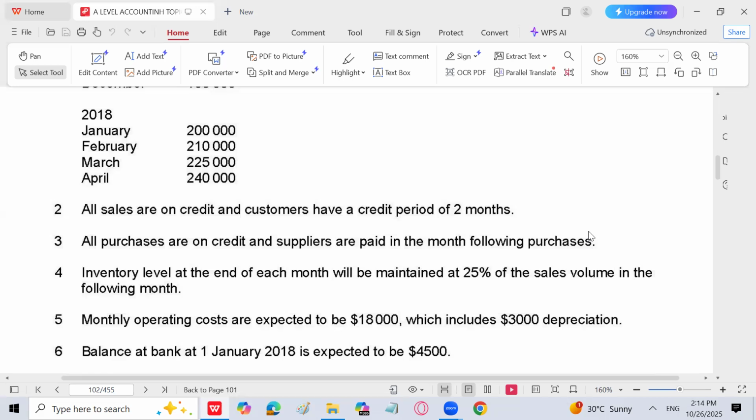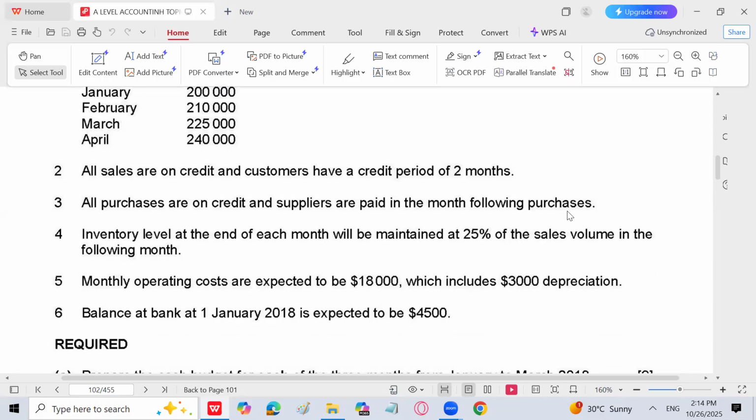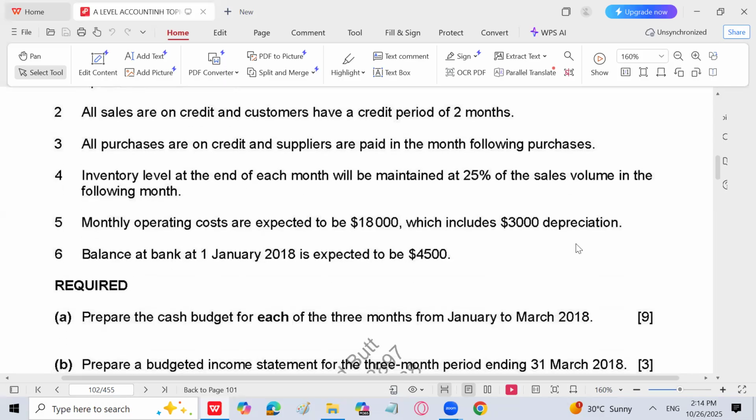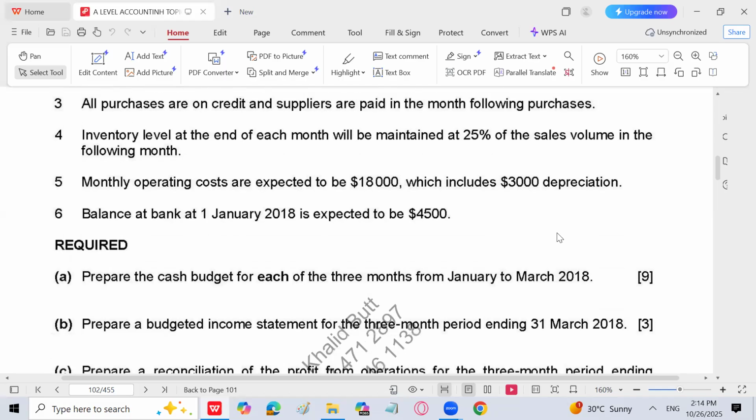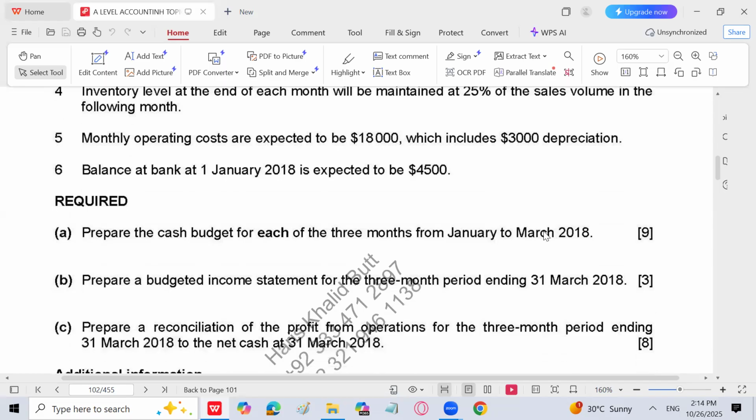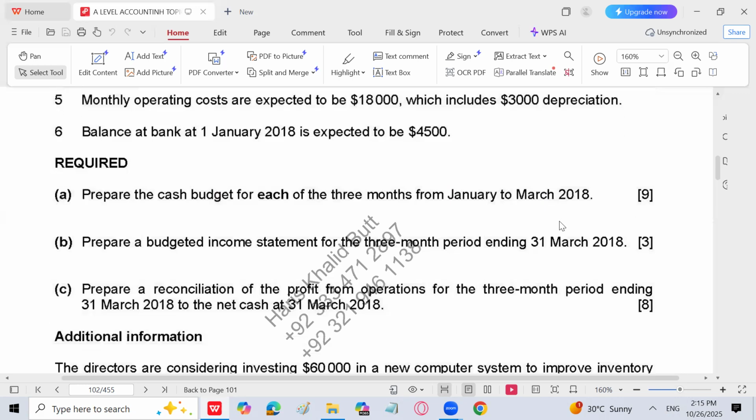That is already given in the question. Prepare the cash budget for each of the 3 months from January to March. Prepare a budgeted income statement for the 3 months. Prepare a reconciliation of profit from operations for the 3-month period ending 31st March to the net cash at 31st March 2018. This is not now in our course. Why, sir? Because it's a part of the cash flow statement, so it now comes in P3 and this part never comes now in the exam.